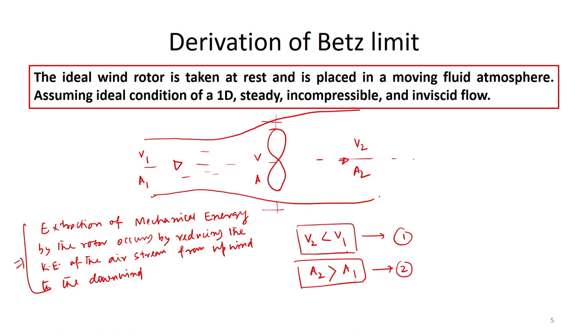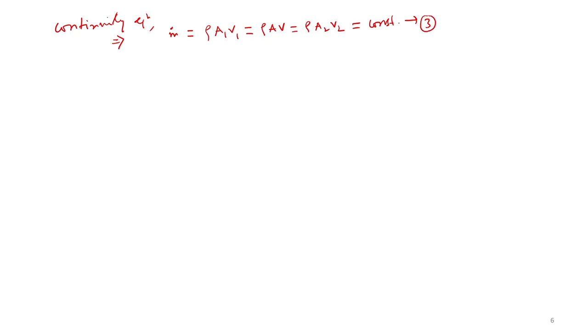Now, as I said before, we have to take help of the continuity equation first, because the mass flow here, here and here should be constant. So, from the continuity equation, the mass flow rate is rho A1 V1, which has to be equal to rho A V, then rho A2 V2, and this has to be constant. This may be equation number 3, and it expresses the fact that the mass flow rate is constant along the wind stream.